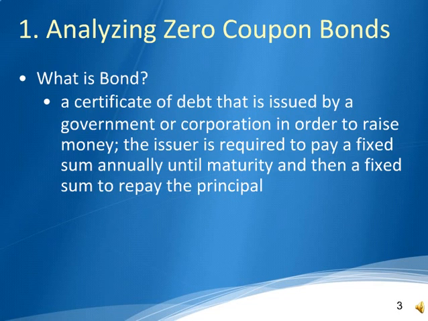First things first, let's talk about what a bond is. By definition, a bond is a certificate of debt that is issued by a government or a corporation in order to raise money. The issuer is required to pay a fixed amount annually until maturity and then a fixed sum to repay the principal. That's the definition.